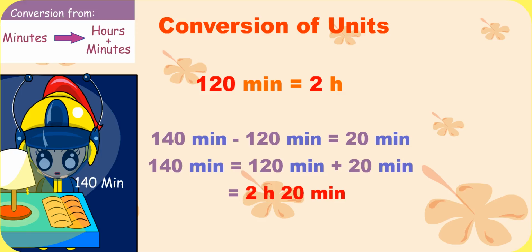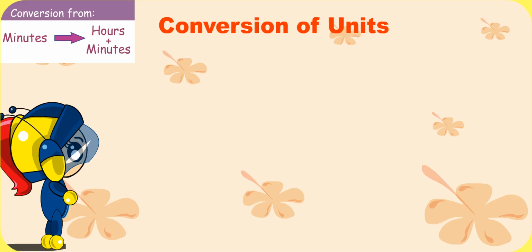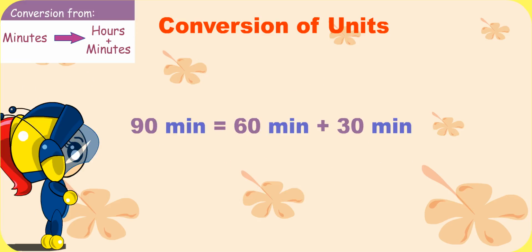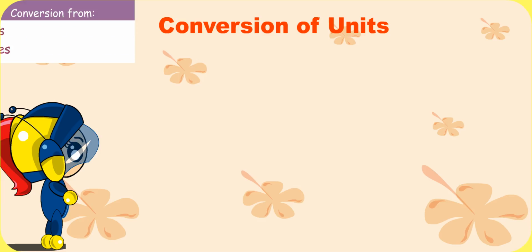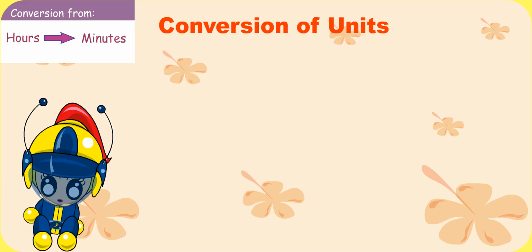Turbo Girl, do you understand? Teacher, if the time is 90 minutes, to change it to a compound unit will be 1 hour and 30 minutes. Am I right? Absolutely right, Turbo Girl. Do you think you can convert from hours to minutes?